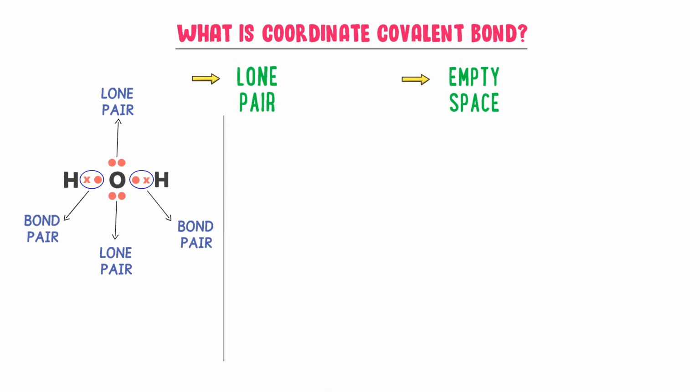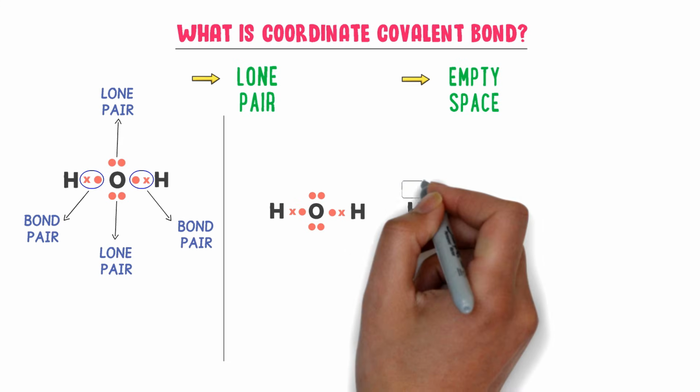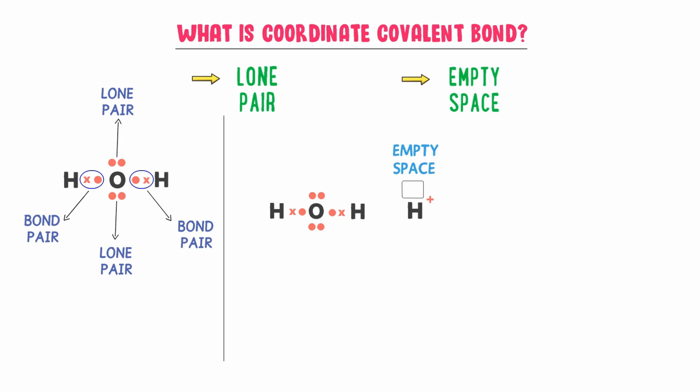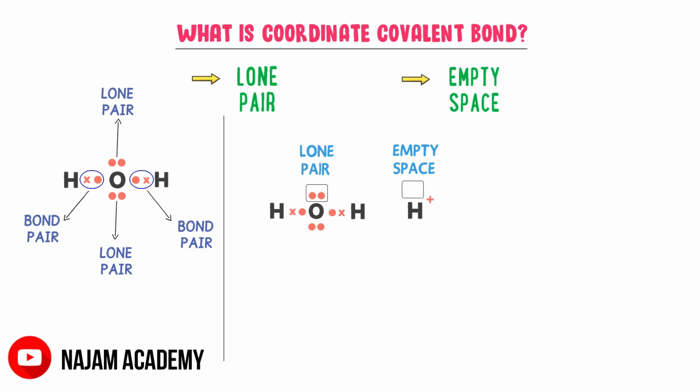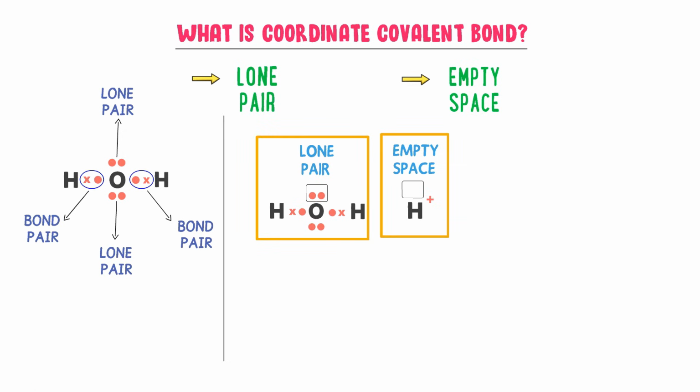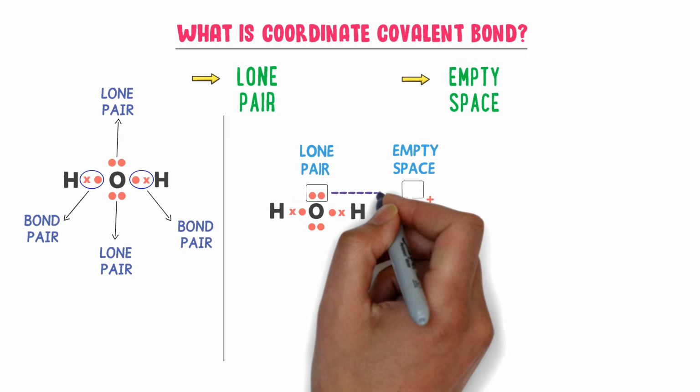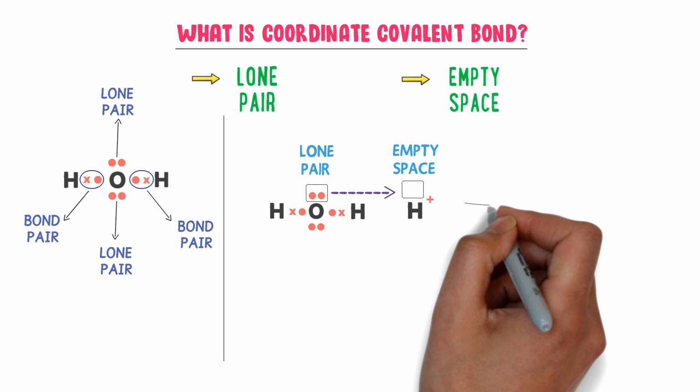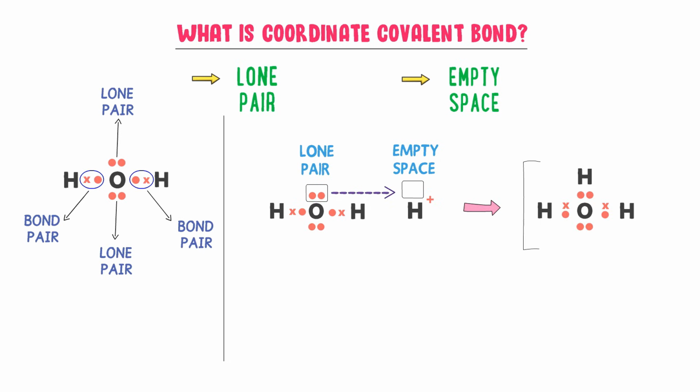Now consider another hydrogen ion. The positive charge on hydrogen means that it has lost 1 electron. So the valence shell is completely empty. It can easily accommodate 2 electrons. Here, there is 1 lone pair with the water and there is empty space with the hydrogen ion. So coordinate covalent bond will form between these 2 species. This lone pair of oxygen would be donated to this hydrogen ion. As a result of this, coordinate covalent bond is formed and we get a hydronium ion.